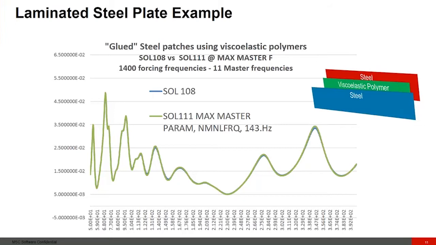And solution 108 is for 1400 forcing frequencies, whereas for solution 111 we've only picked 11 master frequencies, and we can see that the frequency response is almost identical. And the trade-off is great because the computation time is much lower.